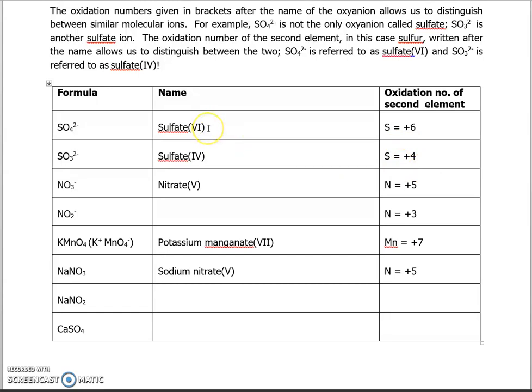And we put the Roman numerals after the name to denote the oxidation number of the non-oxygen atom. So in this case, the 5 refers to the nitrogen in nitrate. This substance here, potassium manganate(VII), the 7 refers to the oxidation number of the manganese. Okay, and that concludes this video for now. Thank you for listening.